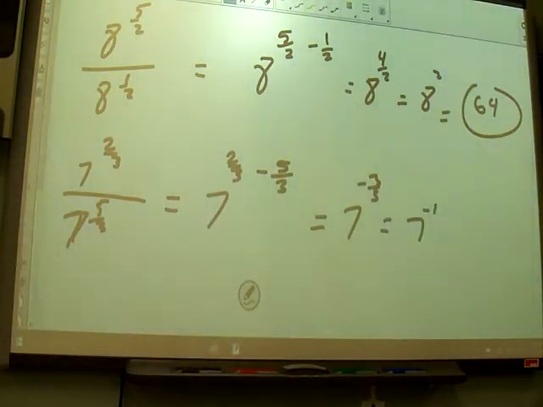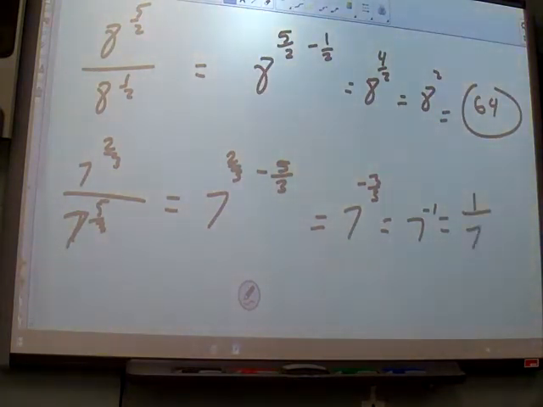Okay, but now this grabs another property. The negative exponent property. Can't leave a negative power like Grant was saying. So when we have a negative exponent, our rule says we take the reciprocal. We put it on bottom and make it positive. So what is 7 to the first? Well, it's just 7.